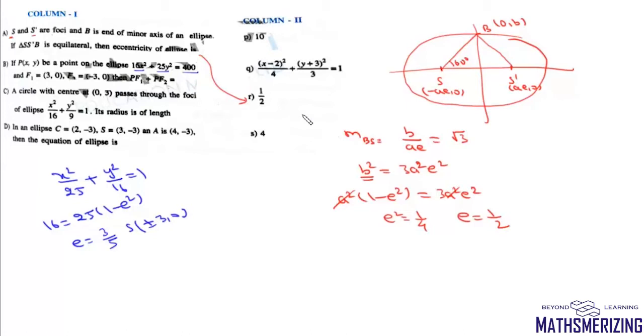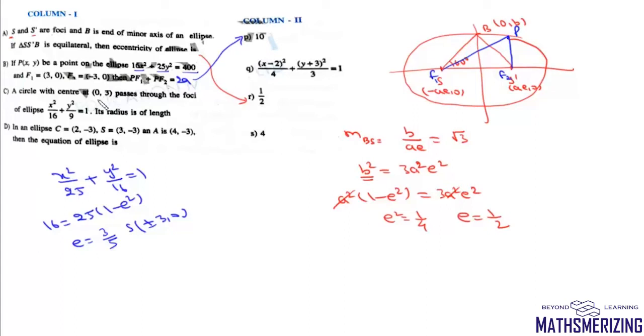So it says P is a point on this ellipse and F1 and F2 are actually foci of this ellipse. We need to find PF1 plus PF2. Now we know that PF1 plus PF2 is nothing but focal property of ellipse, and focal property of ellipse says PF1 plus PF2 is simply 2A, and A in this case is simply 5. So it is 10. So option B, it matches to P.